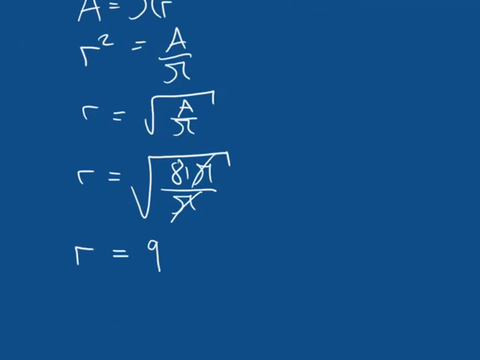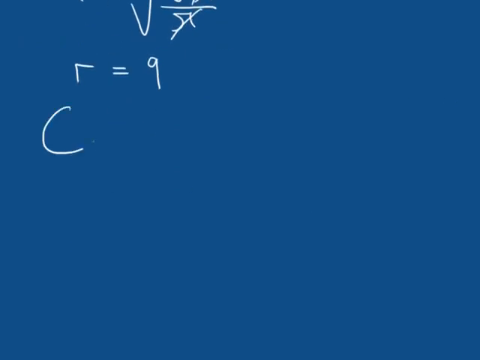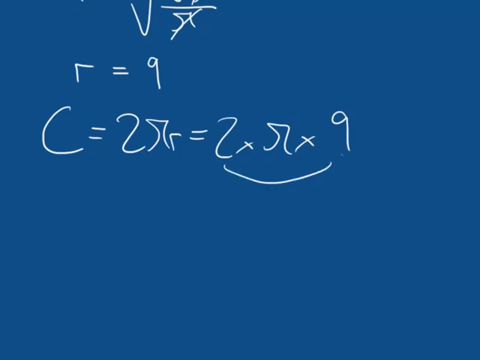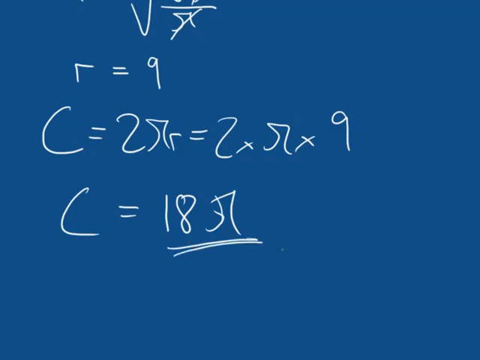Now we've got that radius, we can put it into our circumference equation. So circumference is equal to 2 pi r, which is equal to 2 times pi times 9. Well, we can multiply the 2 and the 9 together. That means our circumference is equal to 18 pi. So again, we said we could leave it in terms of pi. That means our circumference is equal to 18 pi.